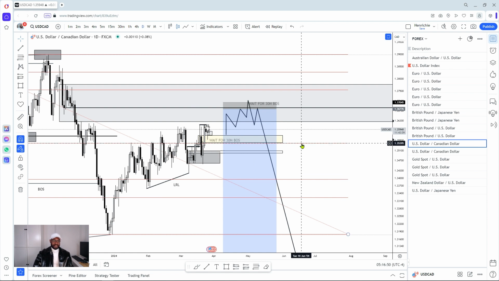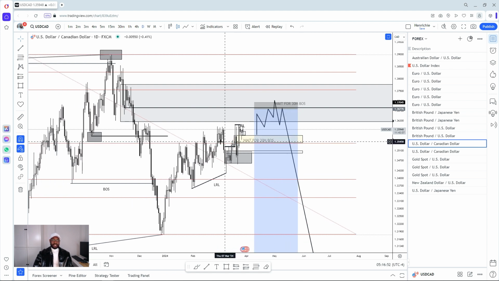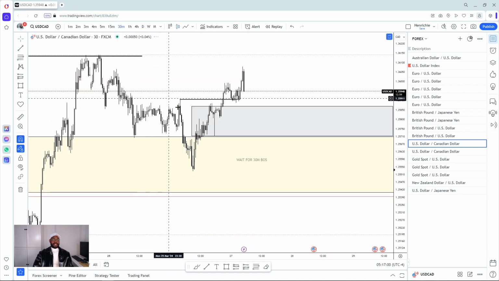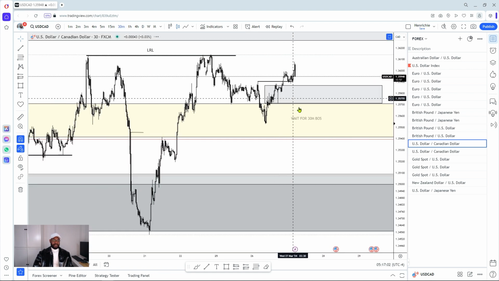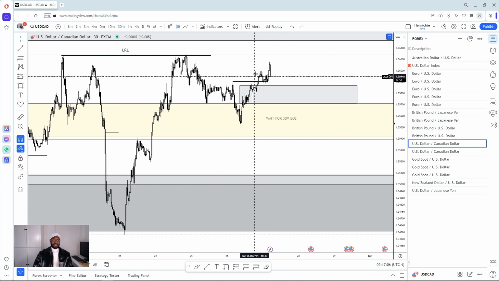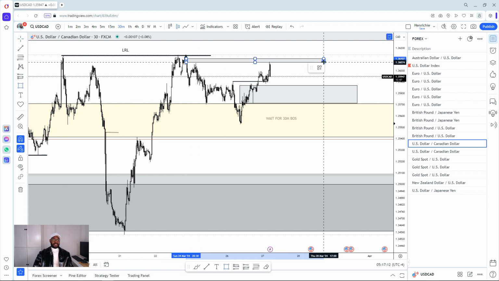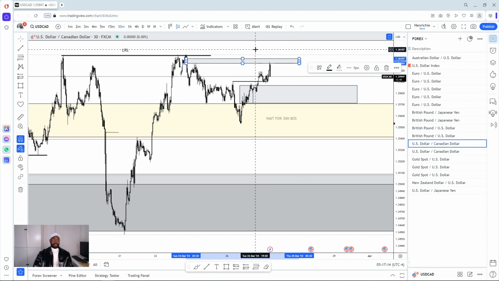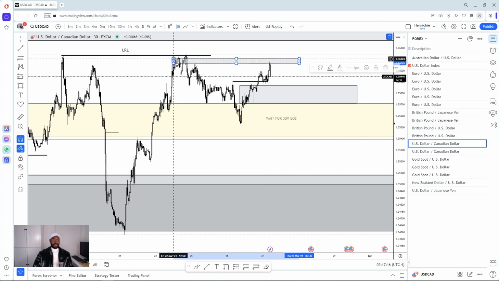equilibrium or mitigate the discount position. I just need, even if it's one pip into it, that'll be phenomenal. And if I do see one pip into it and then we break the 30 minutes high, I'll be very, very interested in buying this. But because I didn't see that, I wouldn't buy this yet. It can continue going to the upside, but I wouldn't buy it. And also look at what it came into.